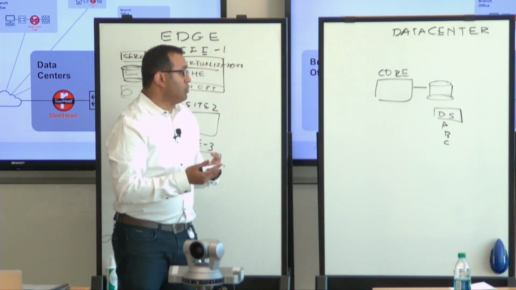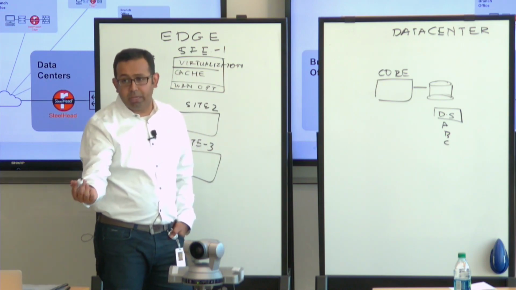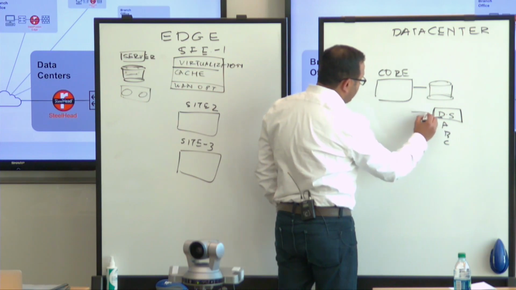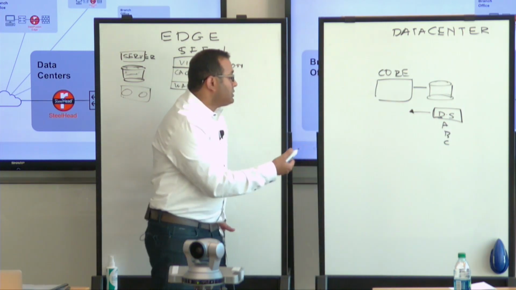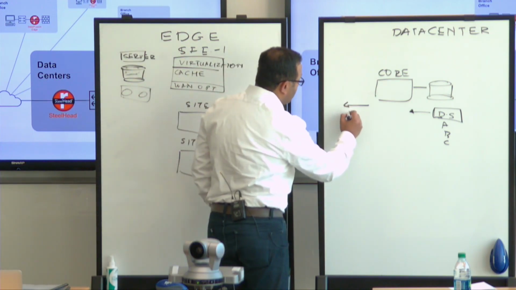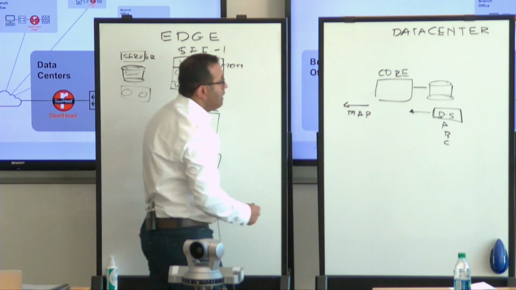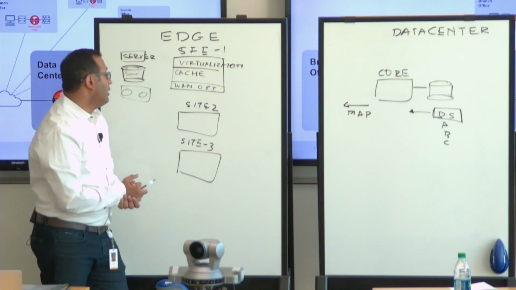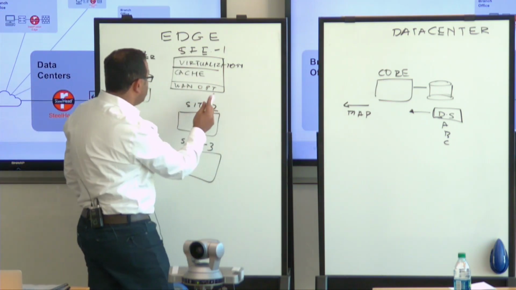With SteelFusion, what you would do is create a copy of this template, present it to the SteelFusion core. And then what the SteelFusion core would do is map, and we'll call this operation the mapping operation, map this volume of data and send it across to the edge.